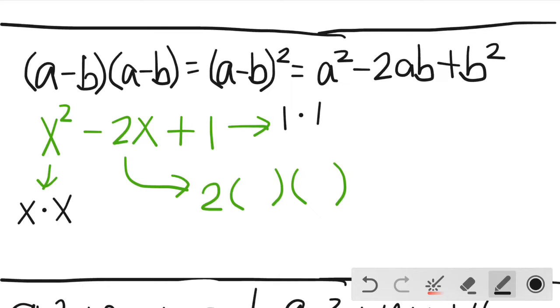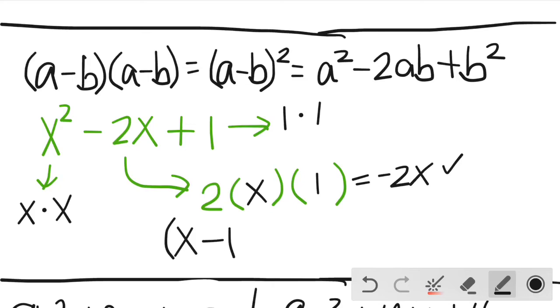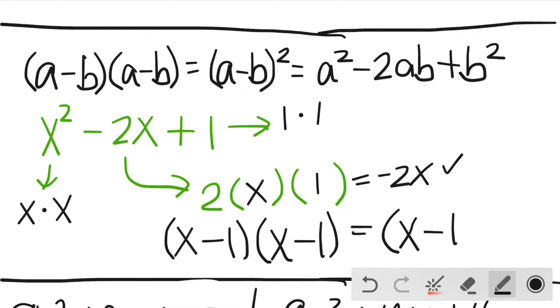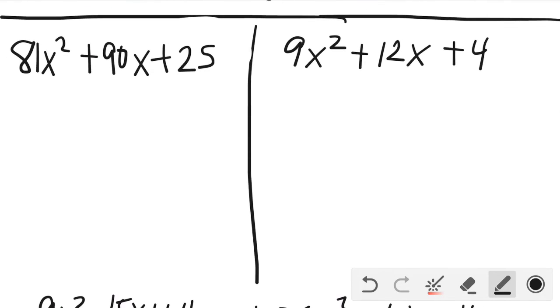Now let's check our middle term. We multiply by 2 the first term's factor and the last term's factor. In fact, it must result in our middle term. And in this case, it absolutely does, with the consideration that it's a negative 2x. So we can now write our factors down as factor from the first term minus factor from the second term, and once more, factor from the first term minus factor from the second term. Again, (x minus 1) quantity squared.